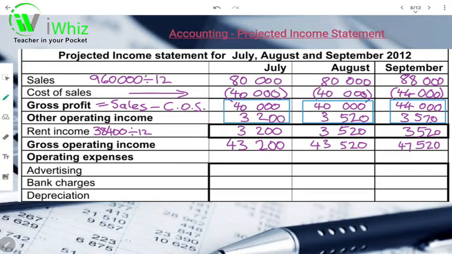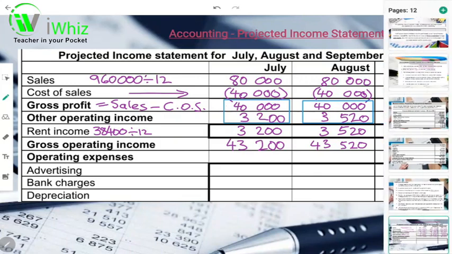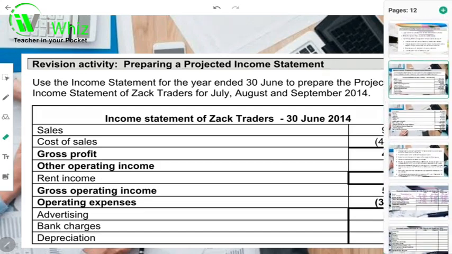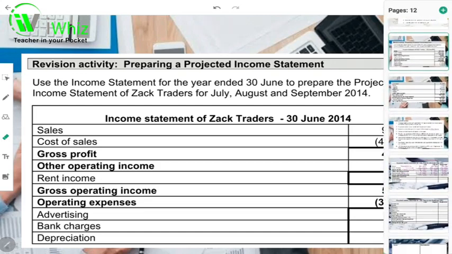Now, wizards, let's look at your expenses. First, we're going to take each individual expense and we are going to divide it by 12. So if we go to advertising, bank charges, and depreciation, it's 30,000, 21,600, and 12,600. So we're going to enter that in your projected income statement.